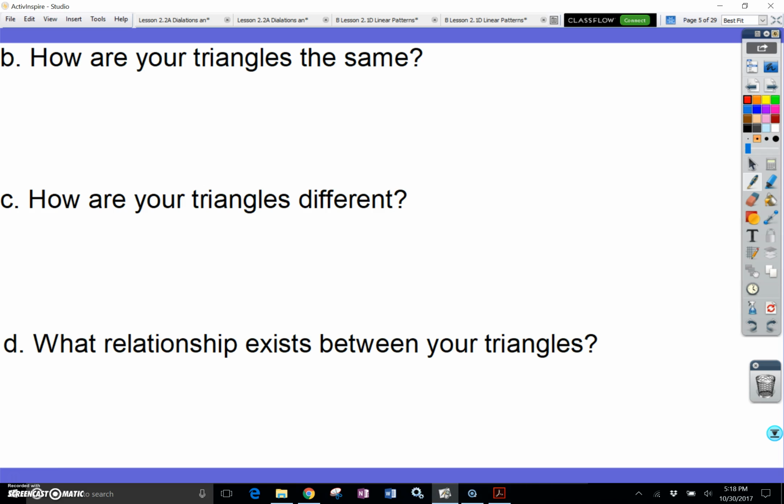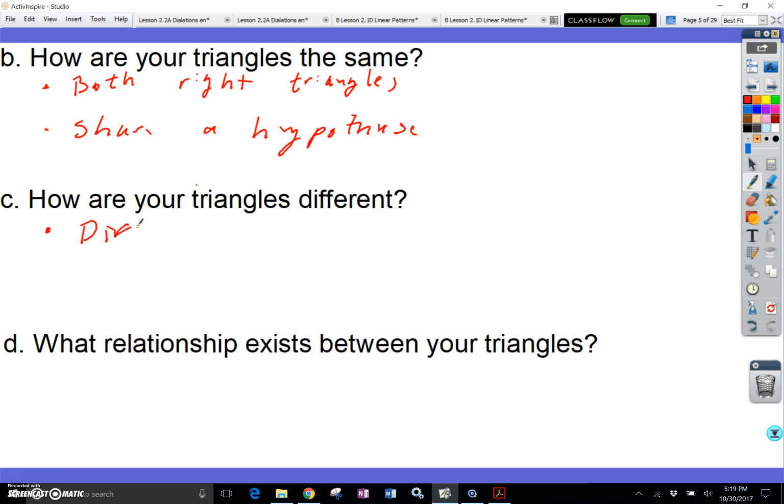So when you compare your triangles to mine, how are the triangles the same? Well, most likely they're both right triangles. The other thing is they share a hypotenuse. Now, how are the triangles different? Well, they're different sizes, because I told you to choose different points than mine.